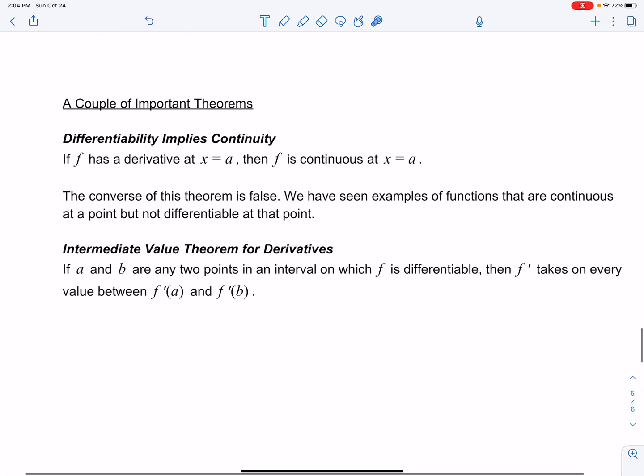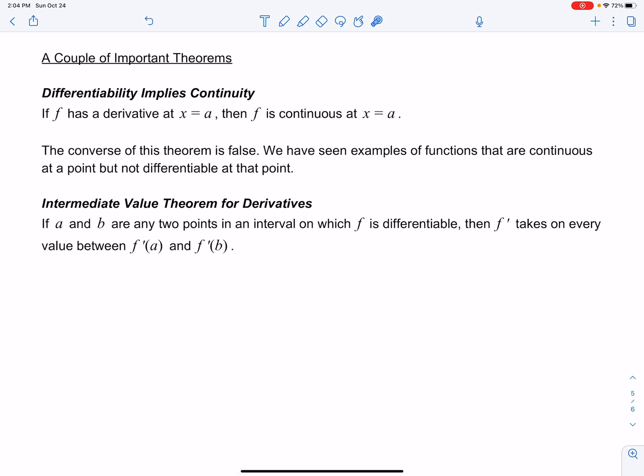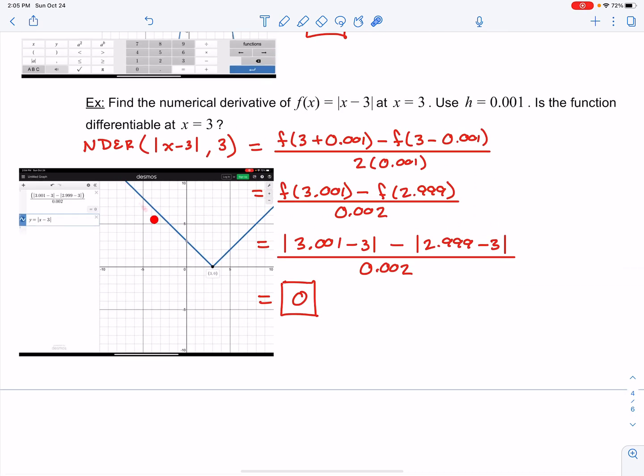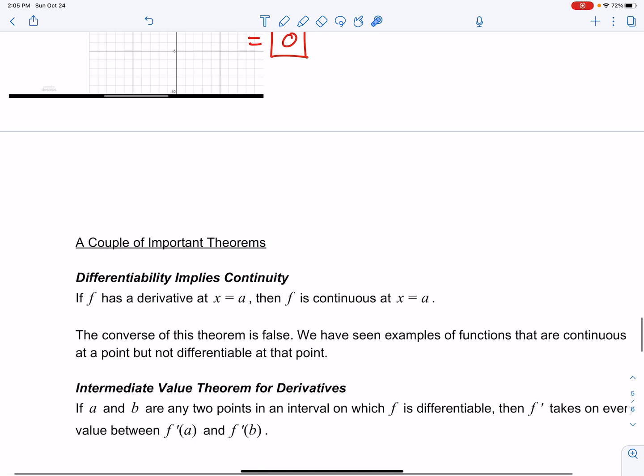Then a couple of important theorems that we have. We're not going to go into detail on them, but just some things that you should know about. Differentiability implies continuity. If our function has a derivative at x equals a, then our function is continuous at x equals a. The converse of this theorem, however, is false. Hopefully you talked about converse statements back in geometry. So we've seen examples of functions that are continuous at a point but not differentiable at this point. This function, for example, is continuous at x equals 3, not differentiable at x equals 3.